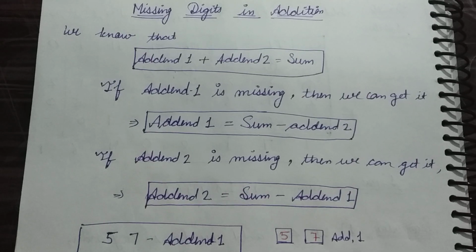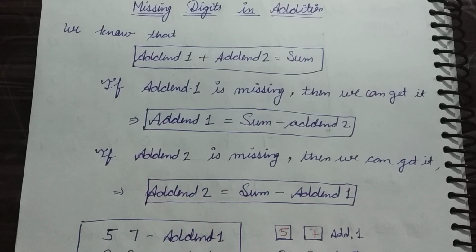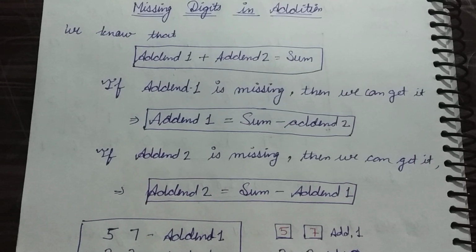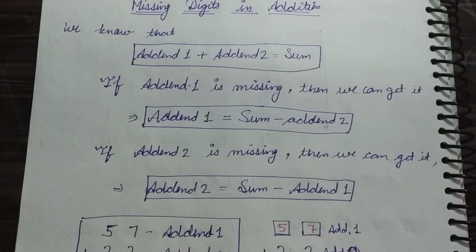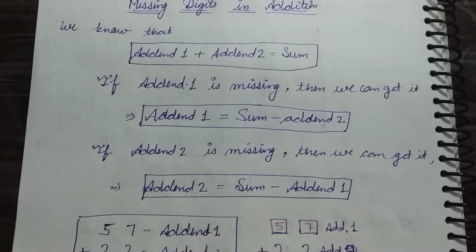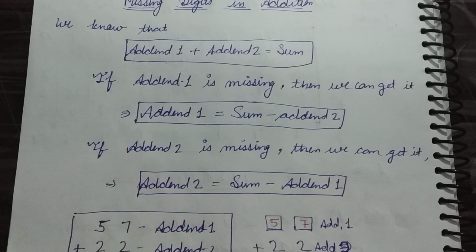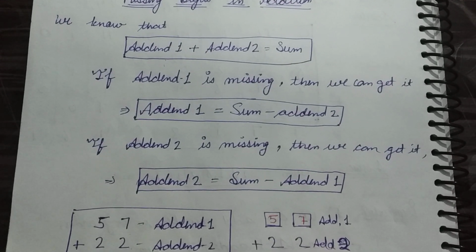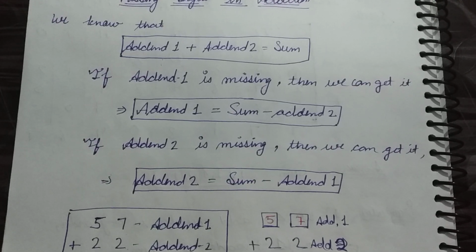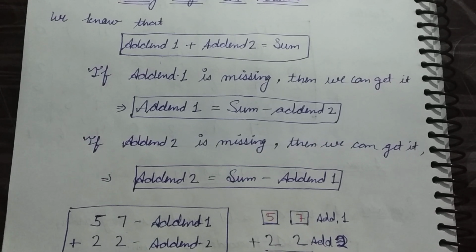We know that addend 1 plus addend 2 gives sum. If addend 1 is missing, then we can get it by subtracting addend 2 from the sum. If addend 2 is missing, then we can get it by subtracting addend 1 from the sum.